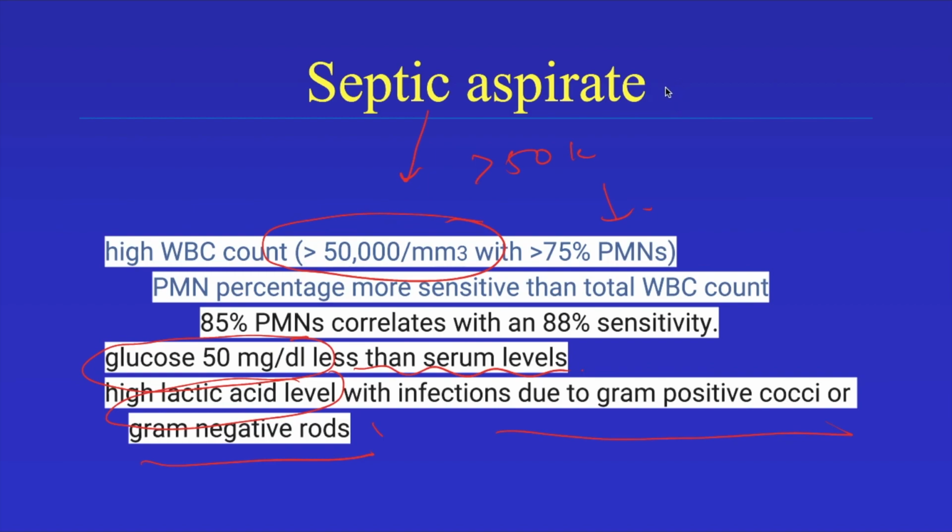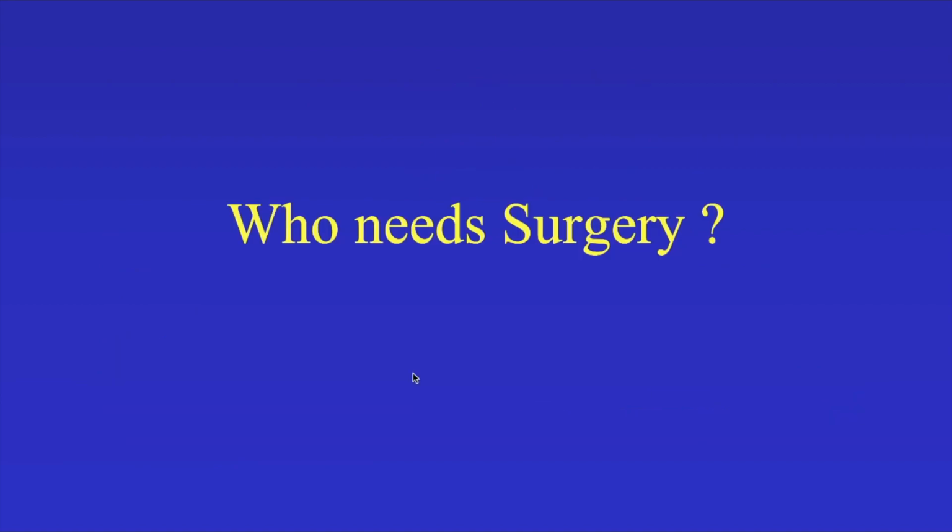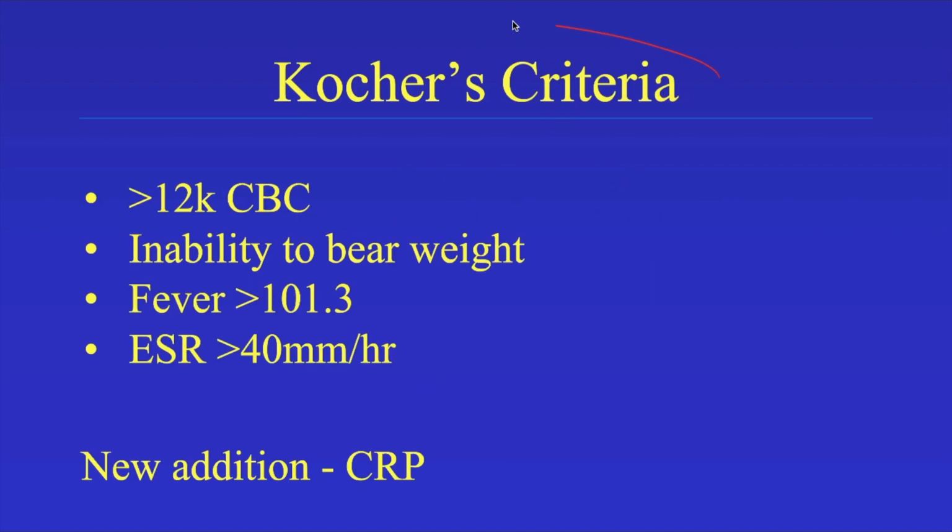So what is seen in the synovial fluid, or so-called pus aspirate from the hip joint, you can see more than 50,000 count of the WBC, with 75% polymorphonuclear cells, glucose 50 milligram per deciliter, and a very high lactic acid level. So who needs surgery, right? Who needs surgery? What are the criteria which we use to determine who requires surgery? It is Kocher's criteria. This is the one which is used very commonly. It is very important. You must understand this Kocher's criteria.